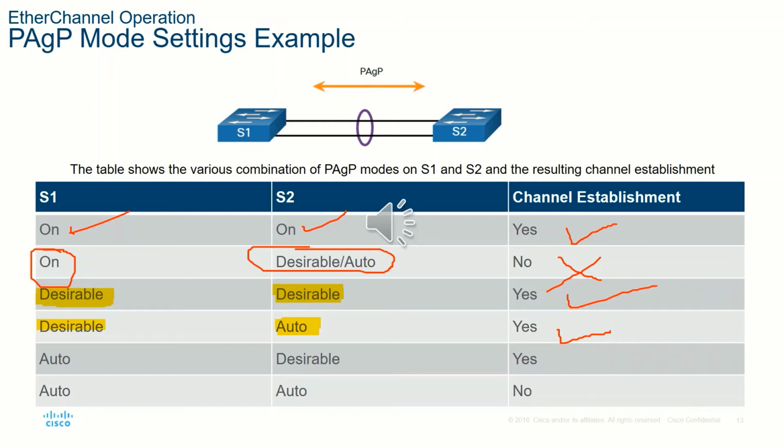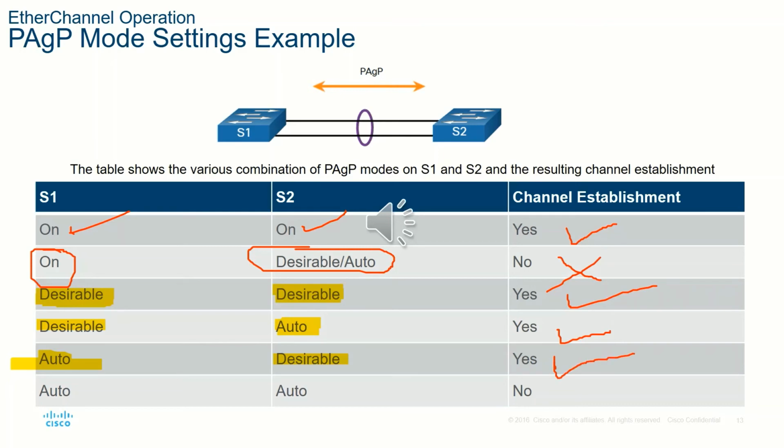The next mode is auto and desirable. In switch 1 we are going to configure auto, in switch 2 we are going to configure the desirable. So in this case, switch 1 will not initiate the connection. Switch 1 will be in the passive state, but switch 2 is configured as a desirable mode. Switch 2 will be in the active negotiating state. So switch 2 will send the PAGP packets to switch 1. When switch 1 receives these PAGP packets, it will send the response PAGP packets to switch 2. As a result of this, the EtherChannel will be created.